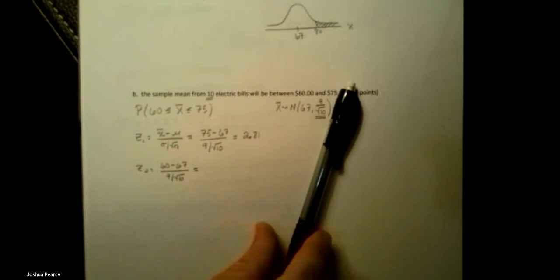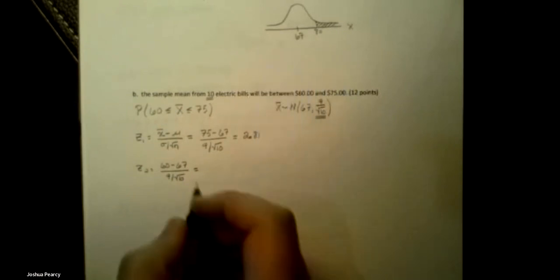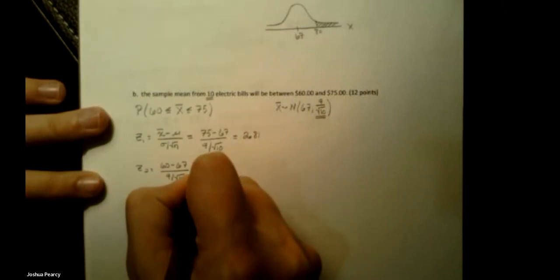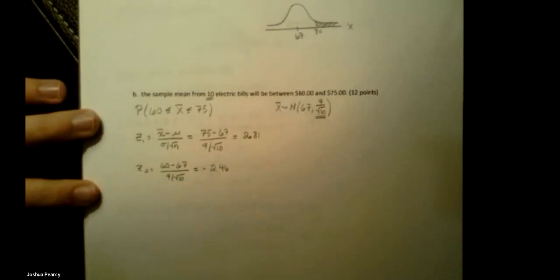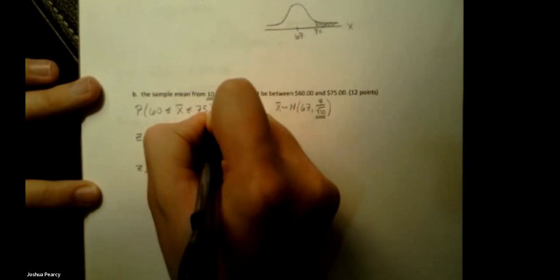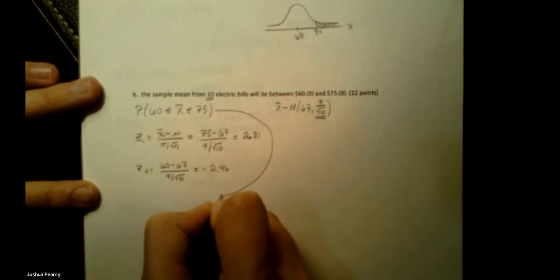If you do that, that is negative 2.46. Then the probability of getting a sample mean in between 60 and 75 is the same as the probability of getting a z-score between minus 2.46 and 2.81. Everyone okay up to there?